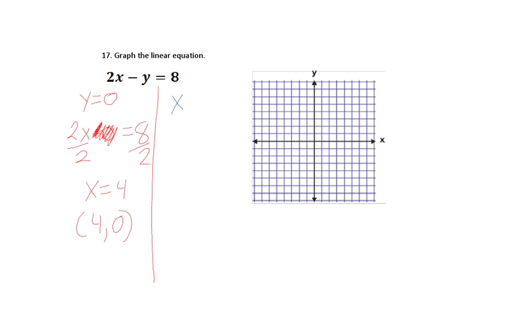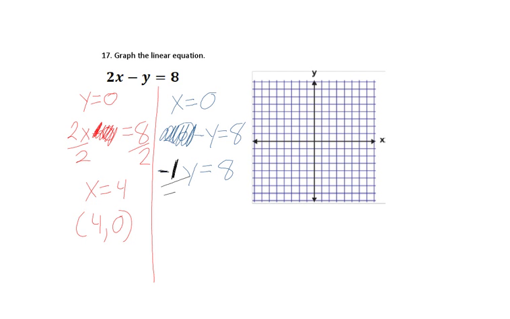Alright, next, let's have x equals 0 and see what happens. This becomes 2 times 0 minus y equals 8. And again, since 2 times 0 is 0, that just goes away. So you're left with negative y equals 8. Notice that there's nothing in front of y. Well, there is something. Happens to be a 1, or in this case a negative 1.